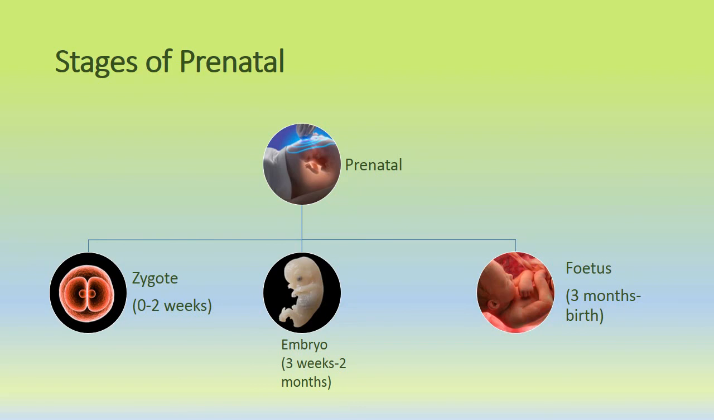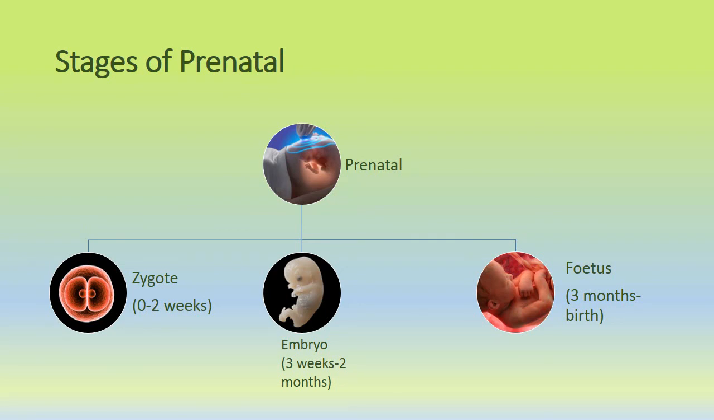So now let us have a look at the stages of the prenatal phase. The prenatal phase is broadly categorized in 3 stages, that is the zygote phase, the embryo phase, and the fetus phase. The zygote phase lasts from 0 to 2 weeks, and in this phase the uterine wall is formed and the zygote gets implanted to the placenta. The embryonic phase starts from 3 weeks and lasts till 2 months of inception. In this embryonic stage the development of limbs and other body features starts to take place.